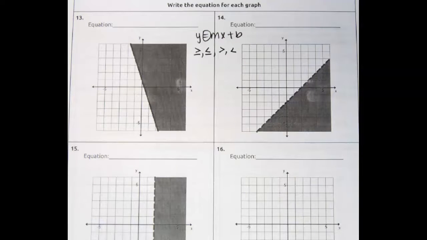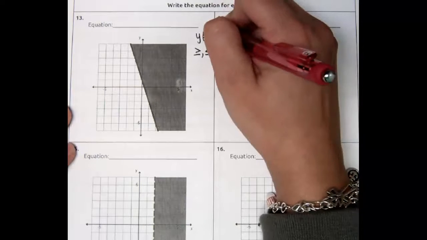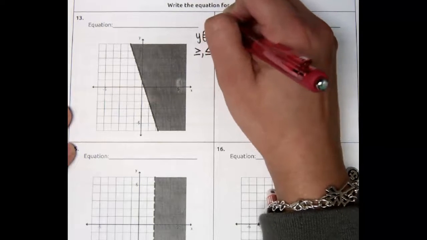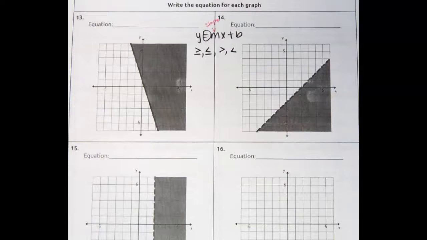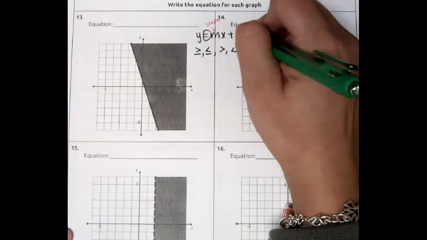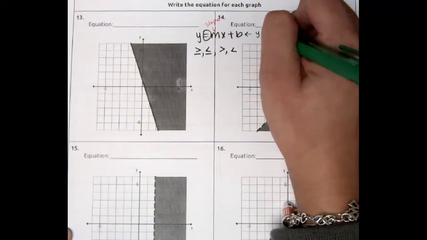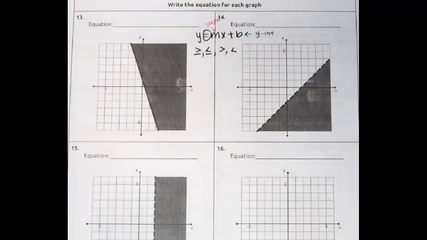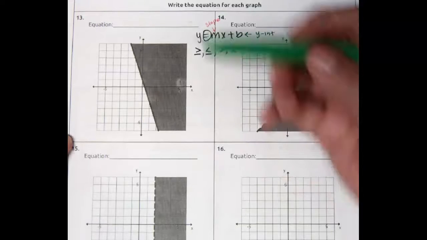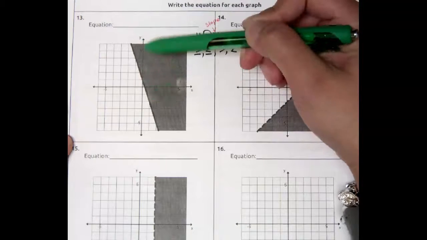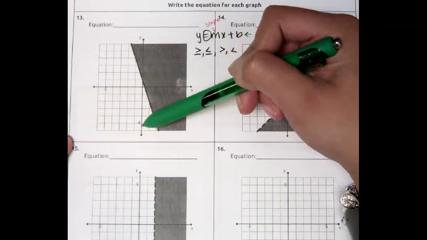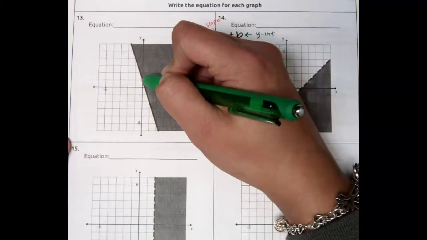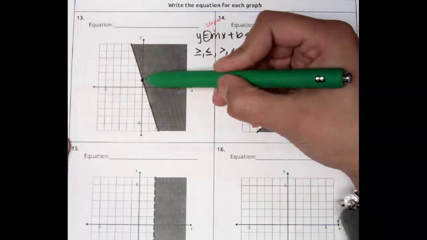We need to get two pieces of information in order to be able to write these inequalities. We need to know the slope, which is M, and we need to know the y-intercept, which is B. I think the easiest part to find on the graph is the y-intercept, because all you have to do is look to see where the line intersects the y-axis. Well, this graph intersects the y-axis at that point.